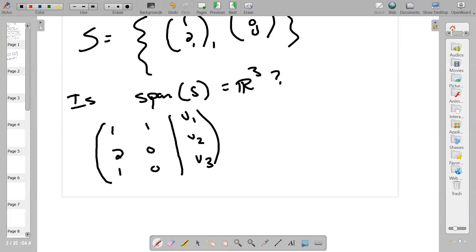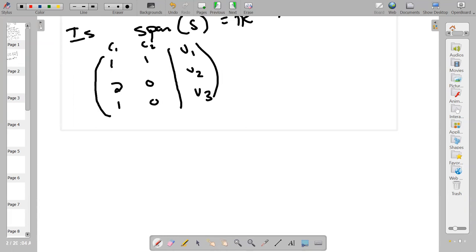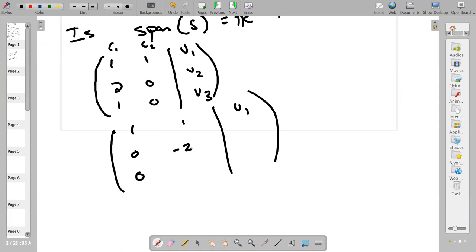So remember, we're usually associating C1 and C2 to the columns. So if you begin to row reduce this matrix and you begin to think about what kind of V you would get, well, we might as well do the most straightforward thing possible. So we take 1, 1, V1, we produce zeros here. We get a -2 here. We take -2 and add it here, -2 V1 plus V2 here. Zeros here, probably -1 here. In the last position, we get -V1 plus V3.